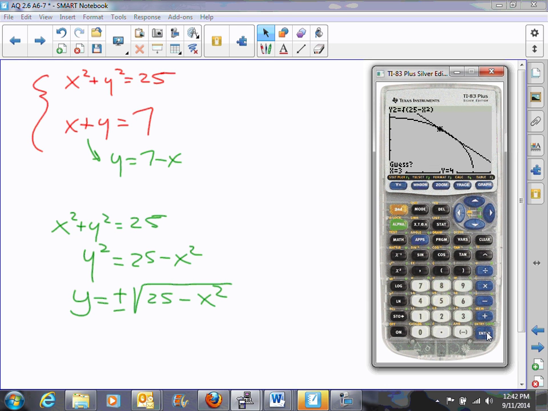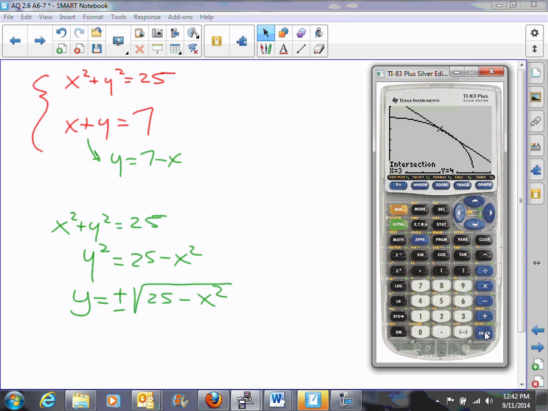And now it's going to ask for a guess. Now notice the way I've set up the window, it's right on the point already. So let's move it off, press the arrow to move it off a little bit. And if I move it to the left of 3, then it's probably going to find 3 as the guess. So if we press enter, it finds 3, 4. Now, so that's one of them.